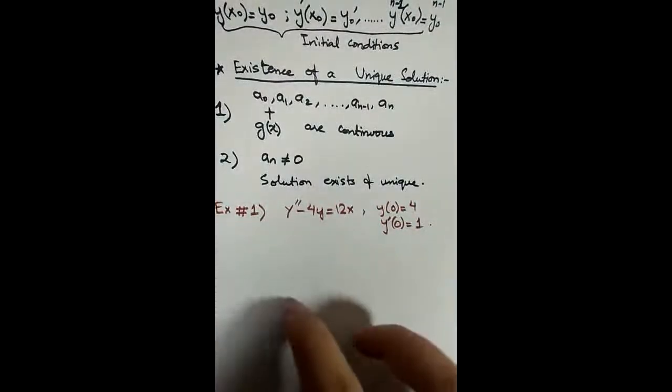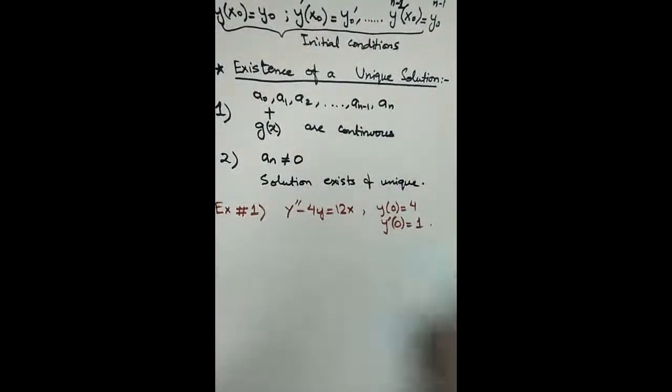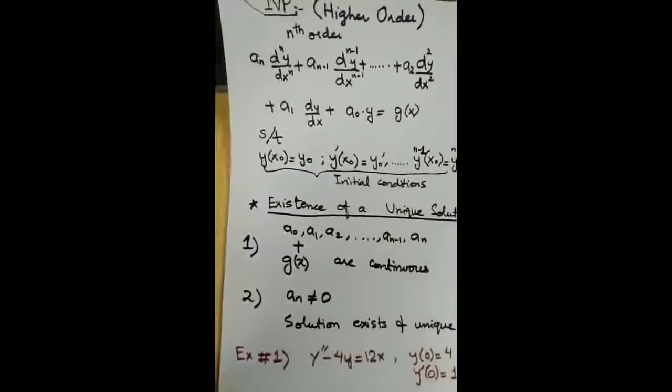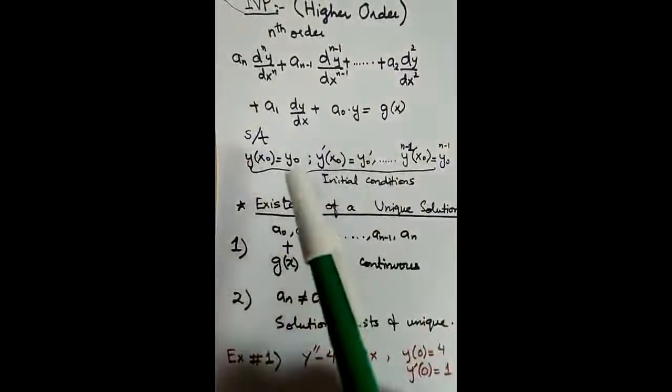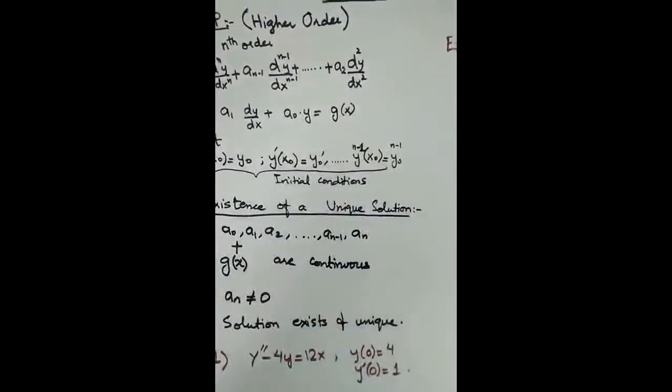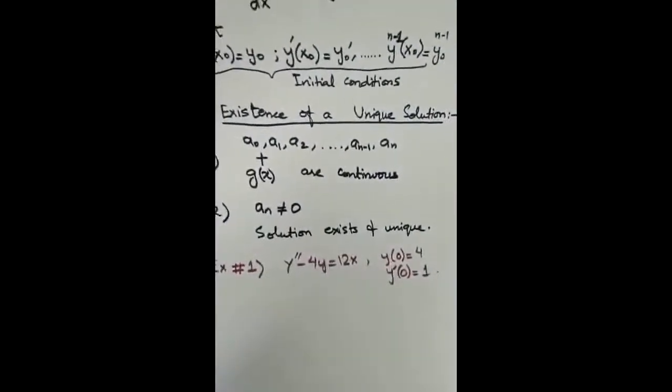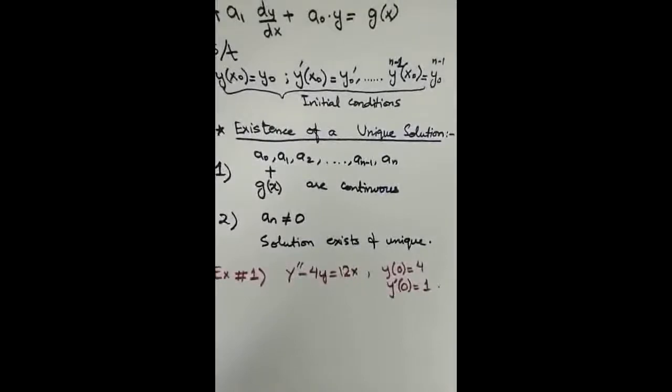Simply, if you have a third order differential equation, then the initial conditions must be up to the second order derivative. In general form, if you have an nth order differential equation, then the initial conditions must be up to n minus 1. This is the rule for initial conditions to solve any kind of differential equation. Now we check whether its solution exists or not, and whether it is unique or not.